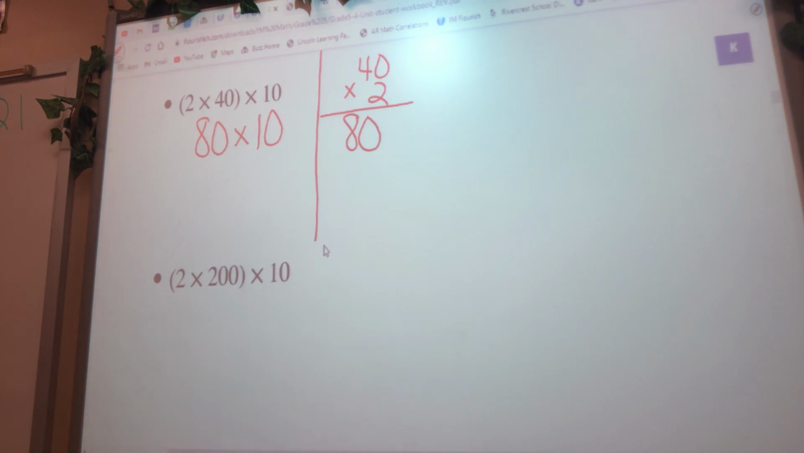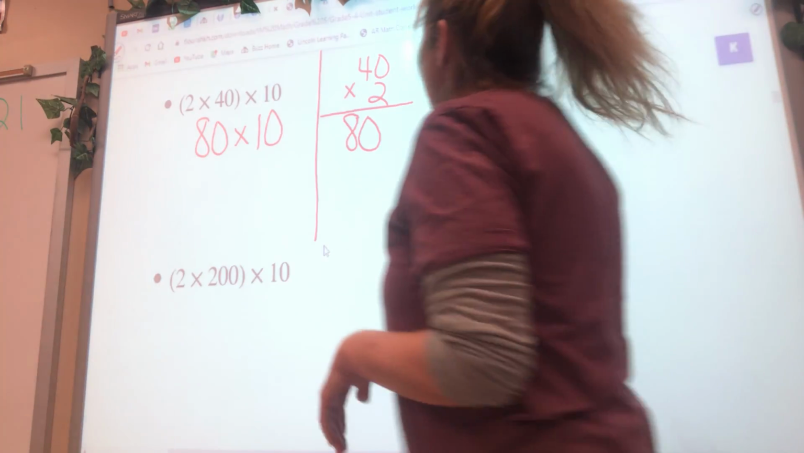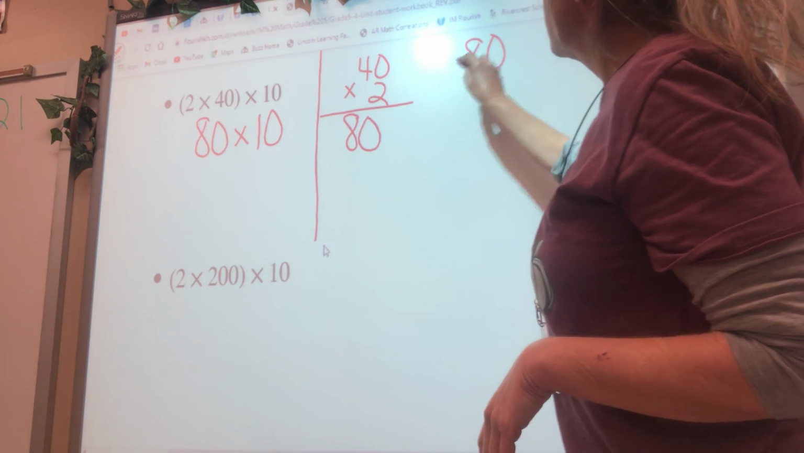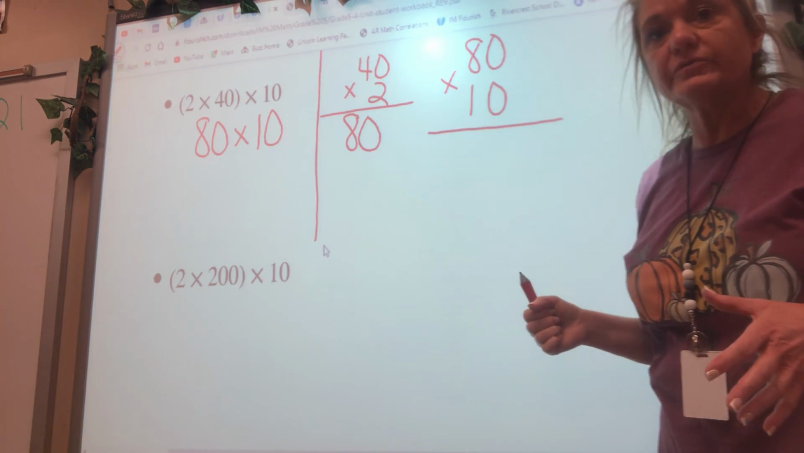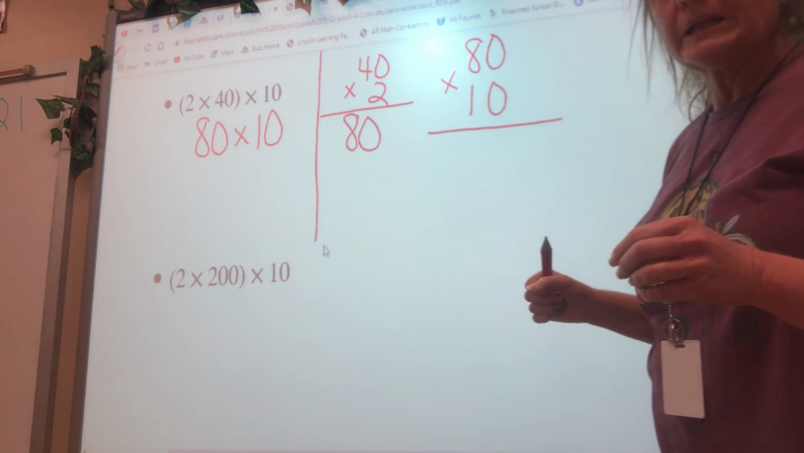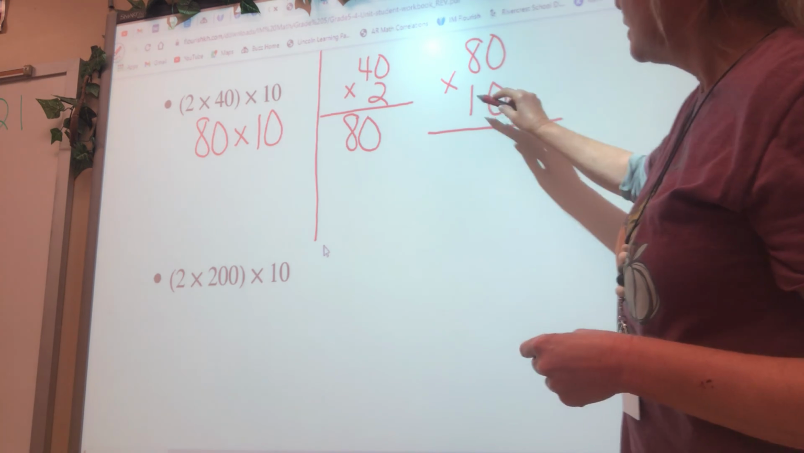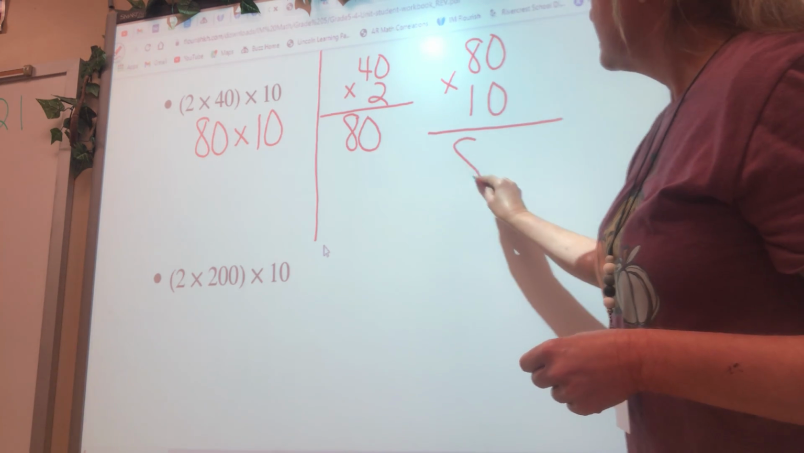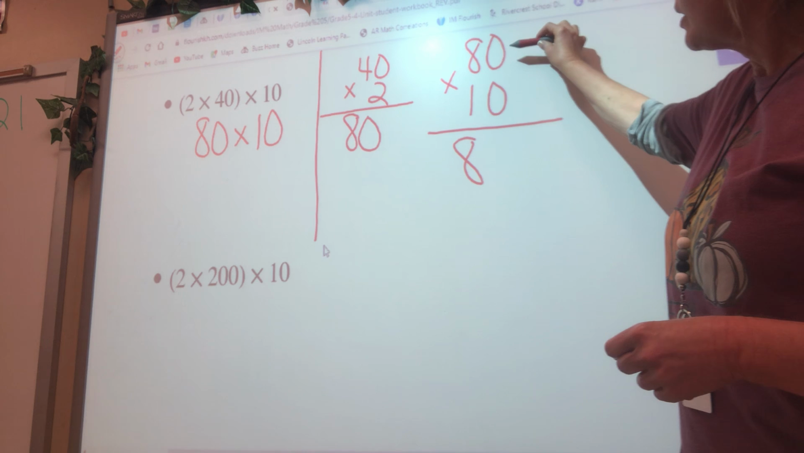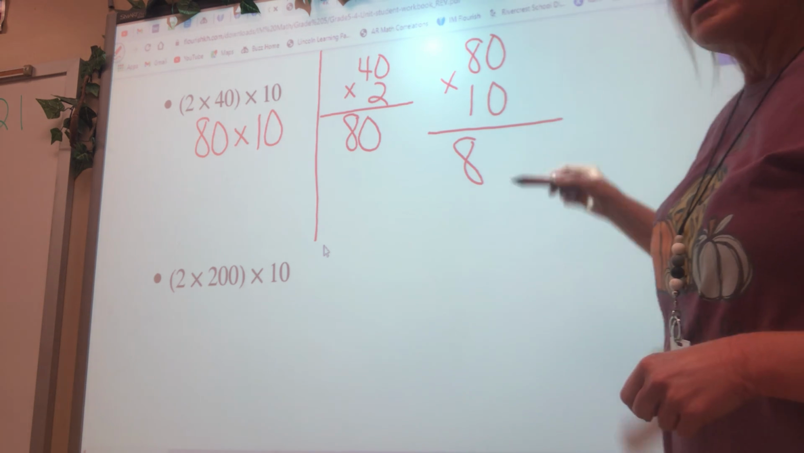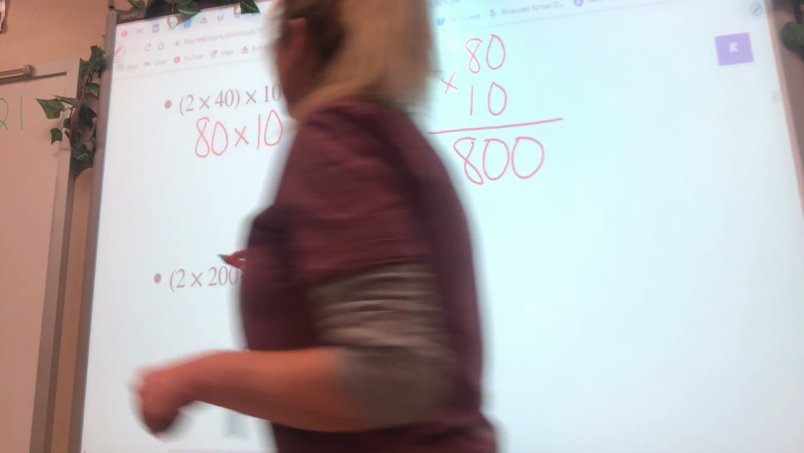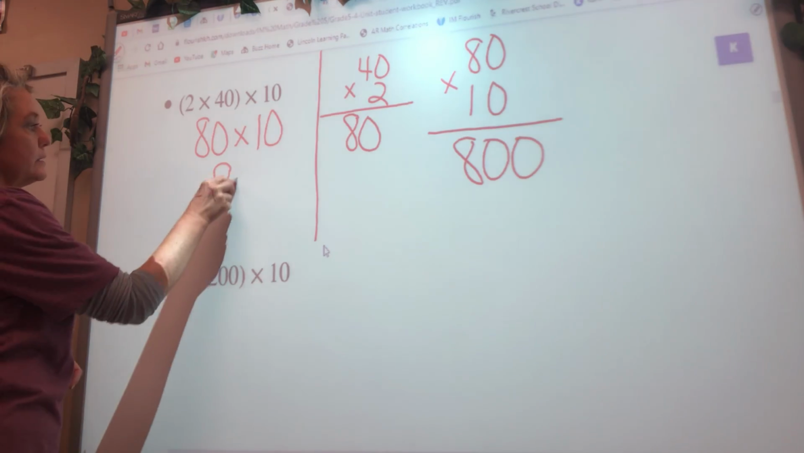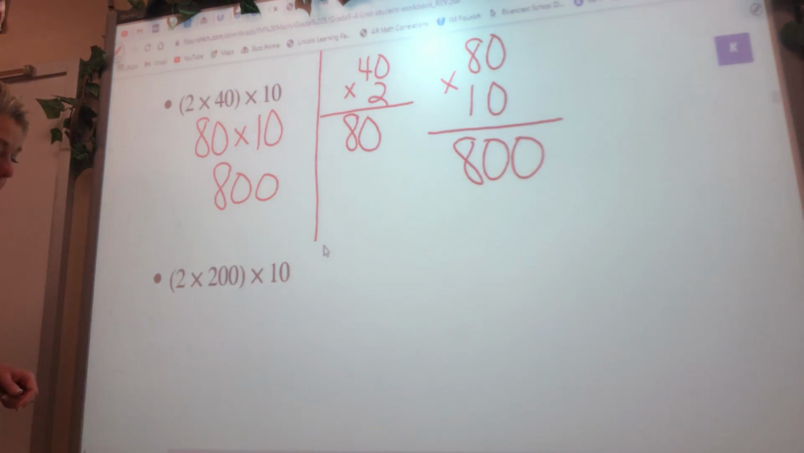So then we can use quick math again. We have 80 times 10. So we're still working with multiples of 10. So we can multiply the whole number parts that we see. 1 times 8 is 8. And we're working with 2 multiples of 10. So our final answer would be 800.